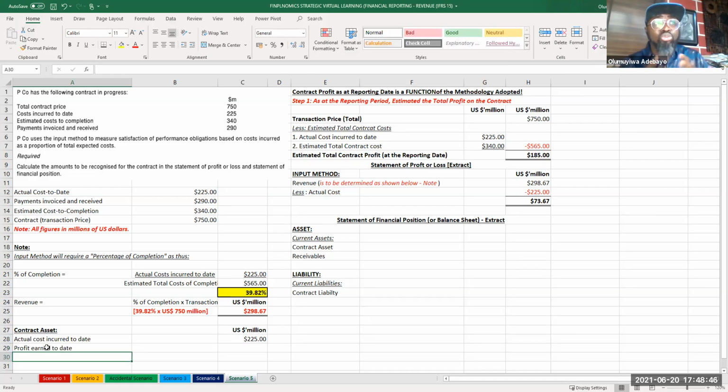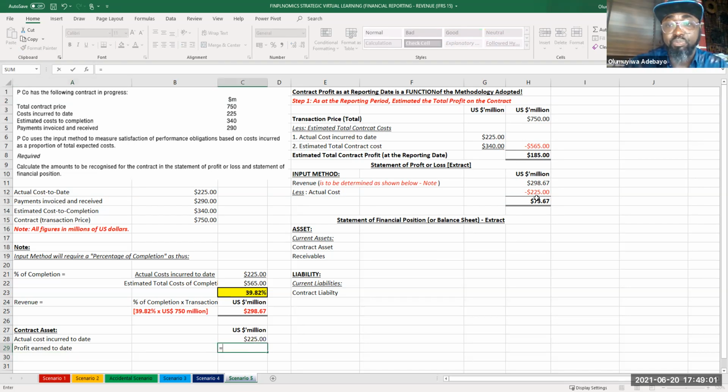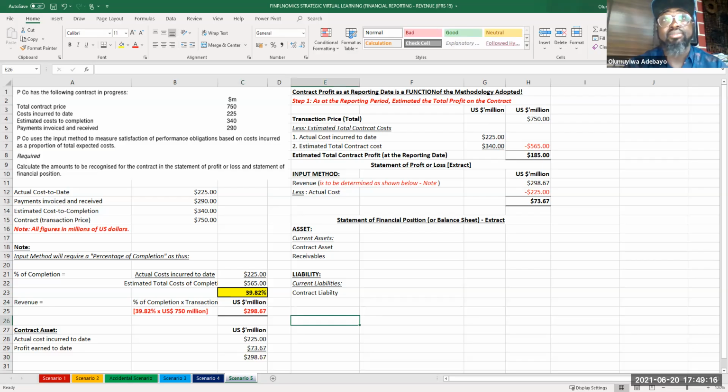Cost you incur is what you have paid on behalf of the customer, material, labor, and etc. But my own sweat, which is the profit, why I've labored, I also have to consider it. And how much is that? It's 73. At the end of the day, the total amount deemed to have been earned on that is 298.